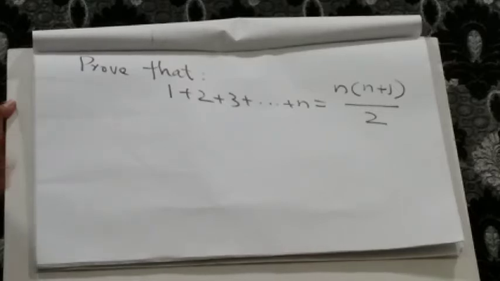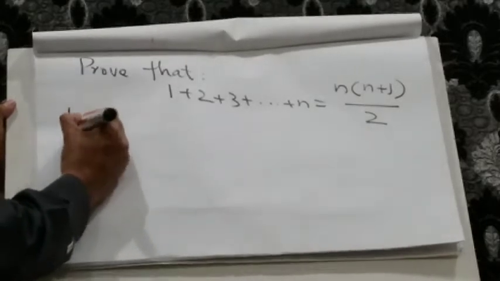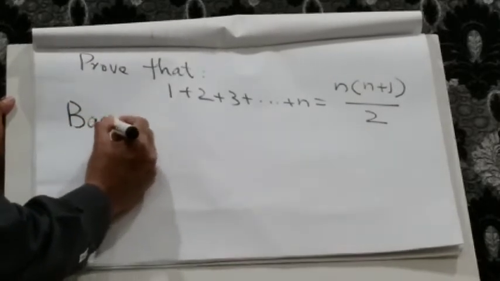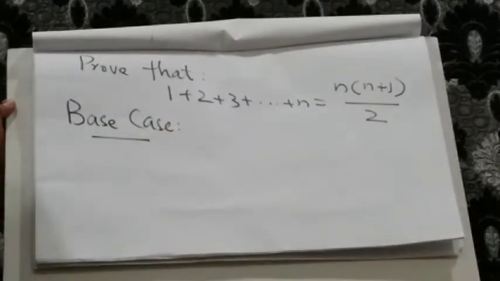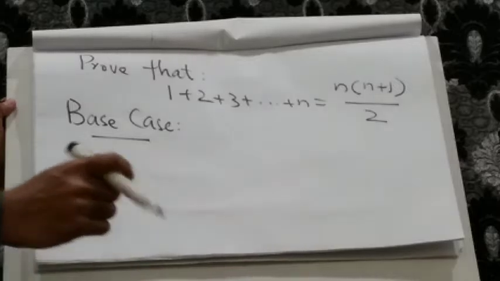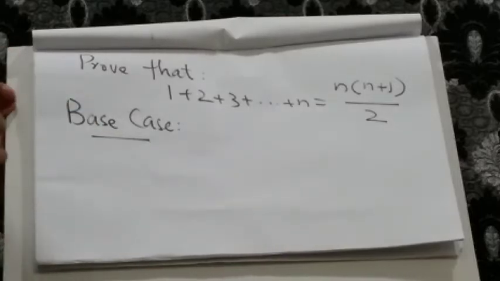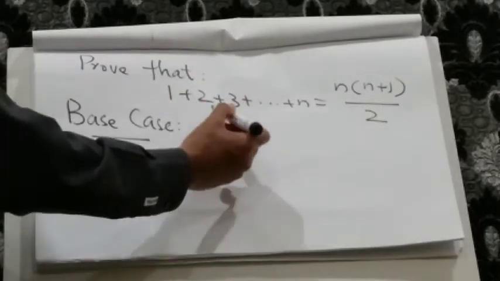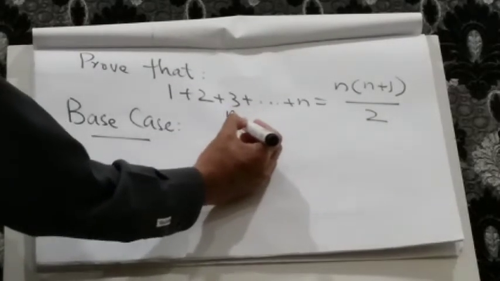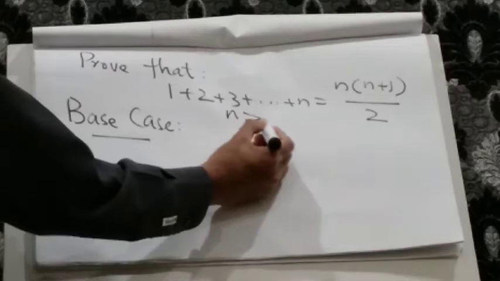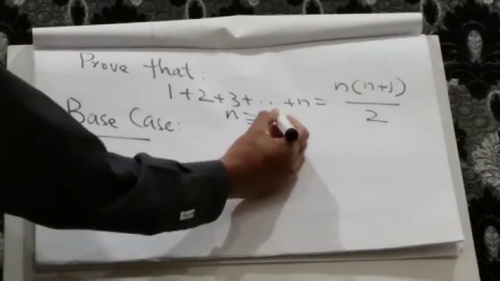There are three major steps which we need to perform while proving a logical statement by induction. The first step is known as the base case. By base case we mean the smallest possible value of n for which this statement holds true, and that needs to be provided. For example, over here we say n is greater than or equal to, let's say, 1.